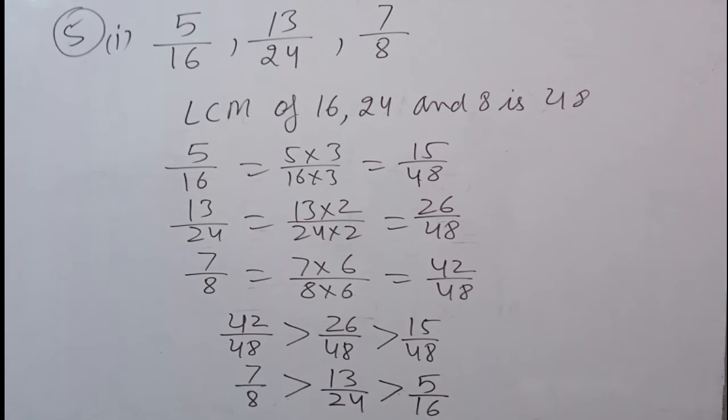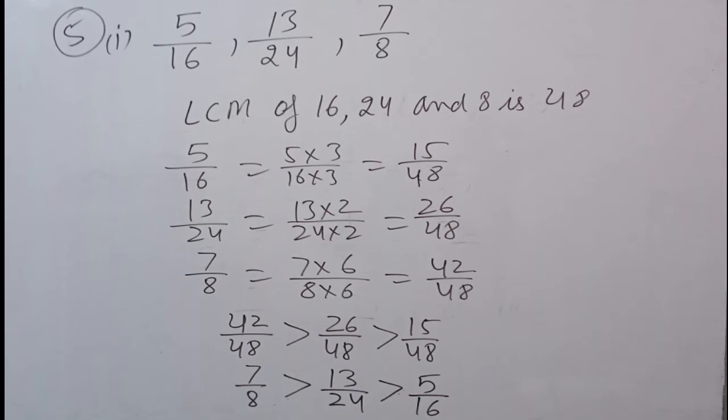Now we will change 7 upon 8 with the denominator 48. For changing 8 into 48, we have to multiply 8 by 6 and the same number we will multiply to the 7. So 7 into 6 gives 42 and 8 into 6 gives 48. So the third fraction we have changed with the denominator 48.